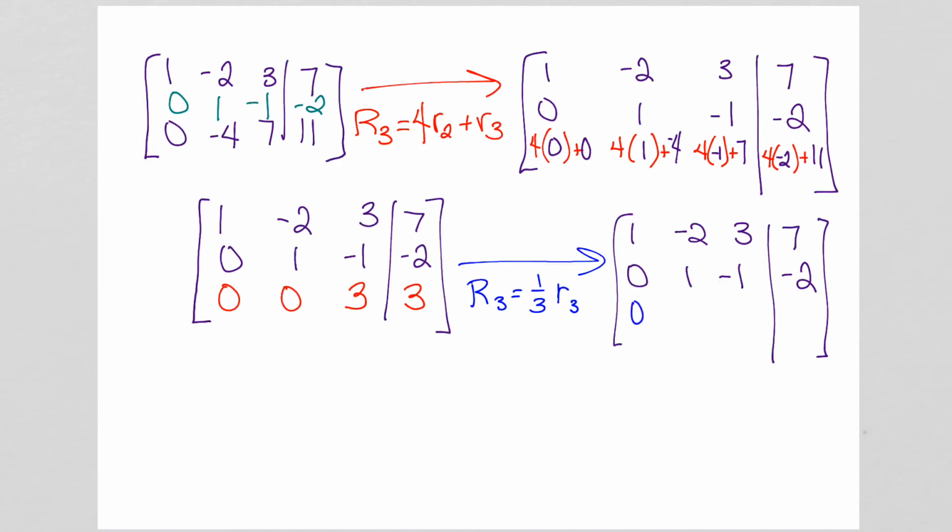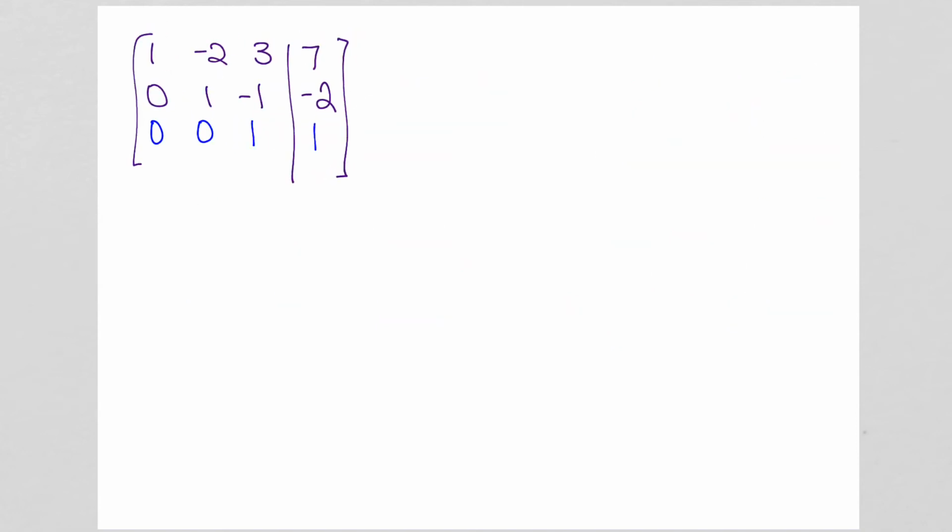So 0 divided by 3 is 0, 0 divided by 3 is 0, 3 divided by 3 is 1, and then this 3 divided by 3 is also 1. We now have our system in row echelon form, a diagonal of 1s and a triangle of 0s on the bottom. Now, how do we use this to solve our system? That's the whole goal of what we're doing here.